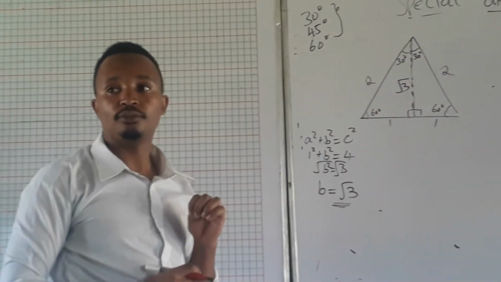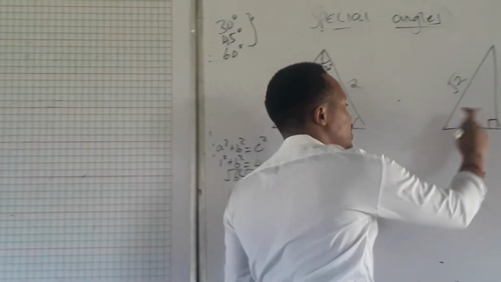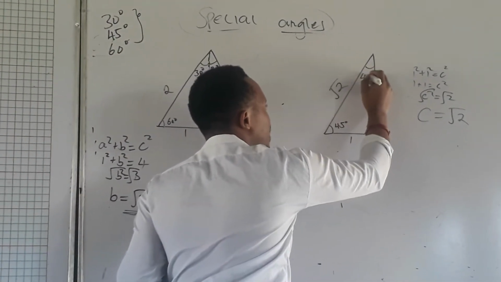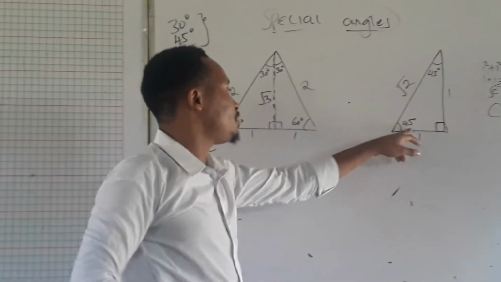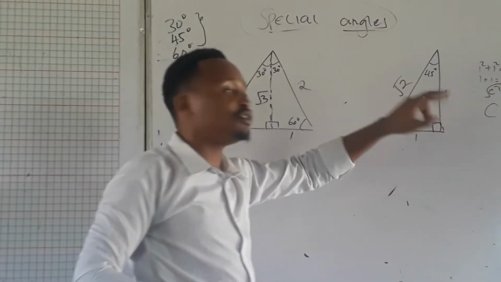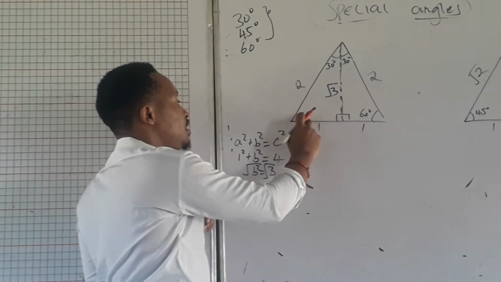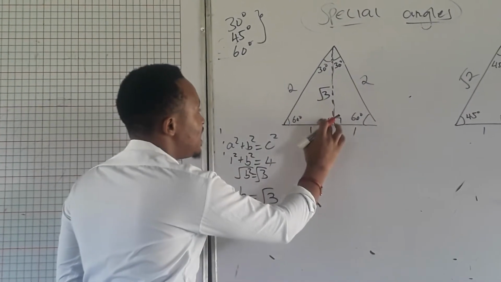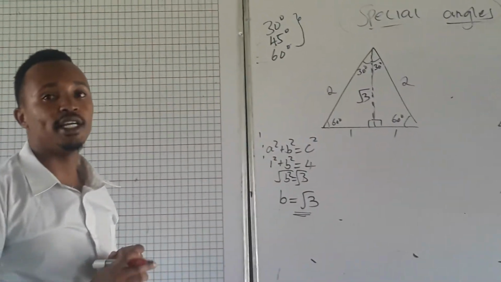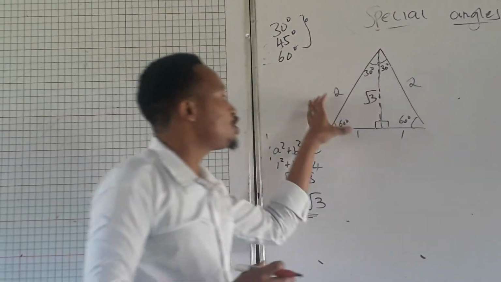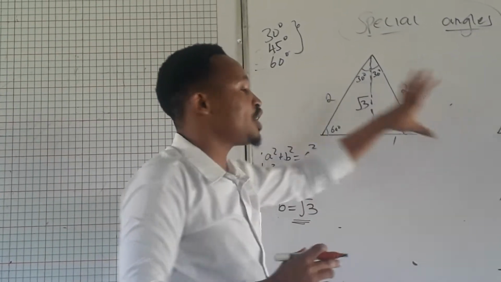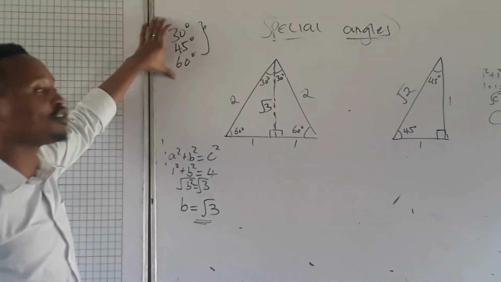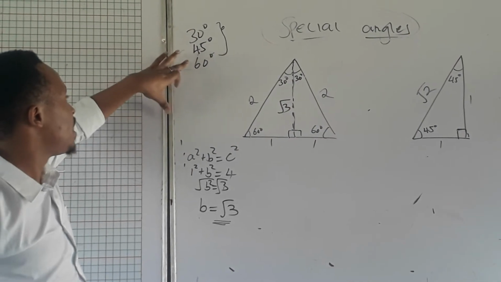Are we together? Then this is 90 degrees. Here we're going to have 45 degrees, and here we're going to have 45 degrees. So this is 45 plus 45, 90 plus 90, which is 180. 60 plus 60 plus 60, 180. 60 plus 90 plus 30 is going to give me 180. So these are the two special triangles that are going to help us get the special angles. That is 30, 45, and 60.